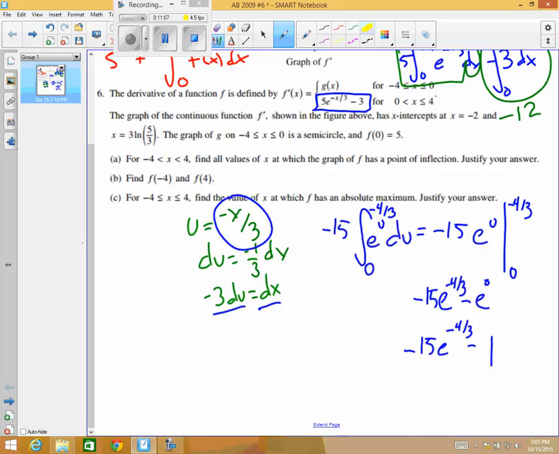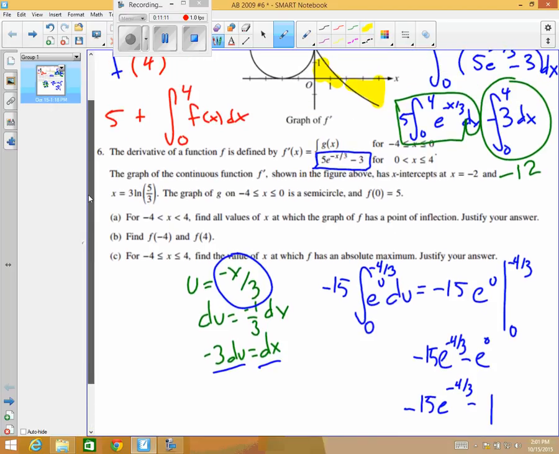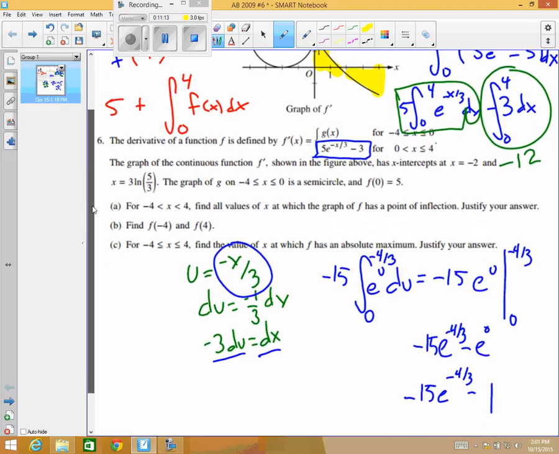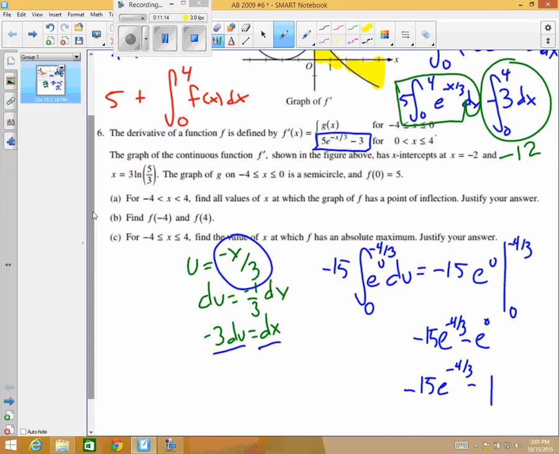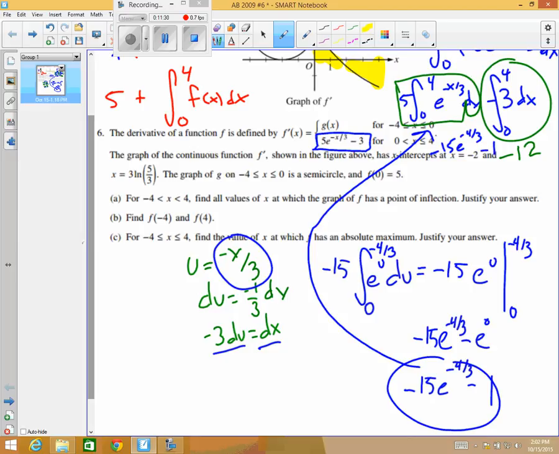Now we got to make sure we know what that was actually representing. That was really this integral. So we got negative 15 e to the negative 4/3 minus 1 for that guy. So I have my negative 15 e to the negative 4/3 minus 1 minus 12.